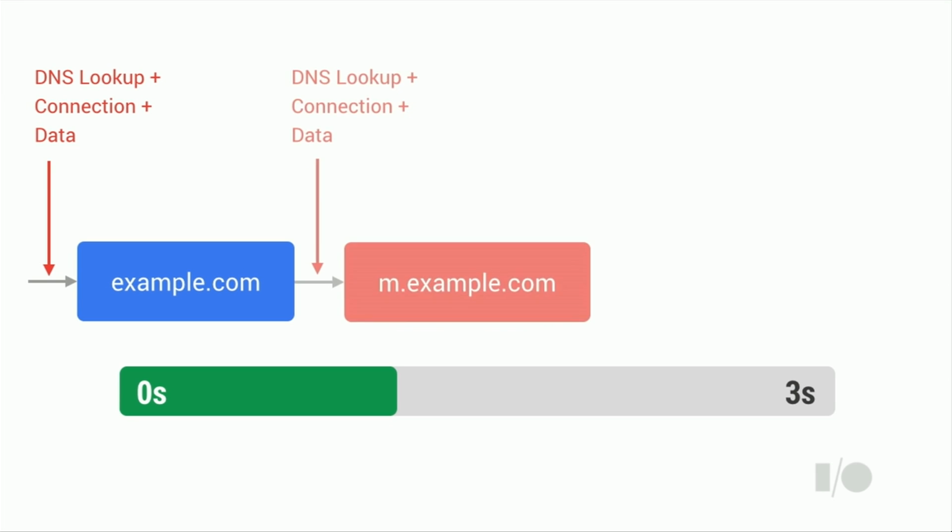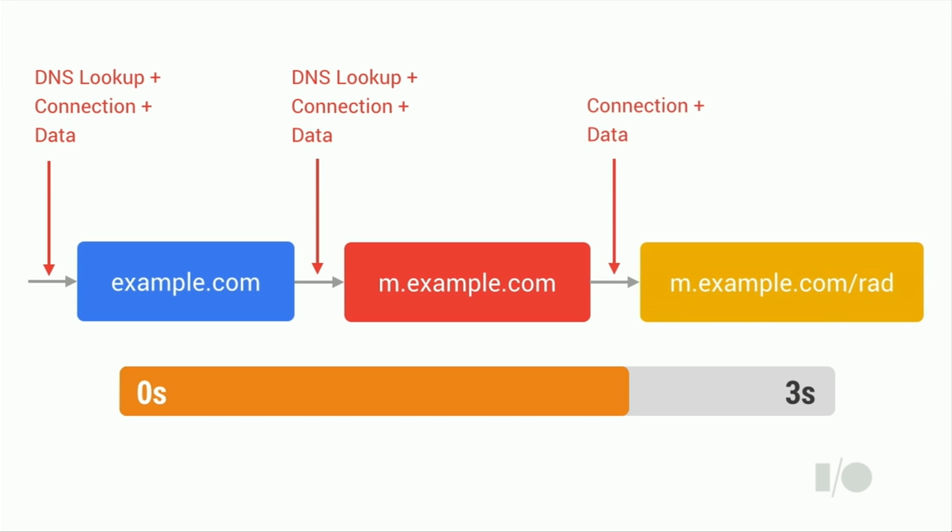If we respond by saying, actually, what you're looking for is on the m.dot site, we now have to do another DNS lookup, make another connection, and send more data. And we're potentially into that 2 seconds. And then we say, actually, what you really wanted was on this path. We don't have DNS this time, but we do have a connection and data. And all of a sudden, we're starting to get perilously close to that 3 seconds, and all we've done was show a white screen. This is bad and something that we want to avoid.